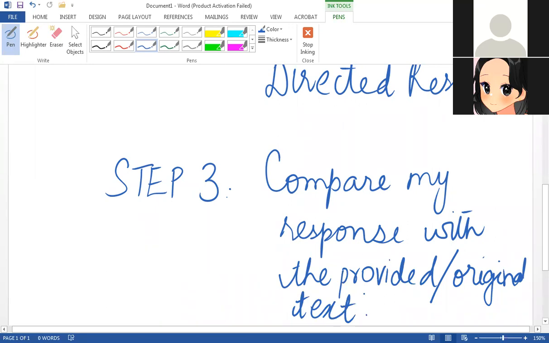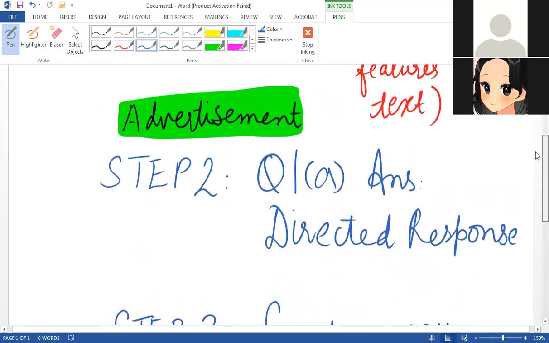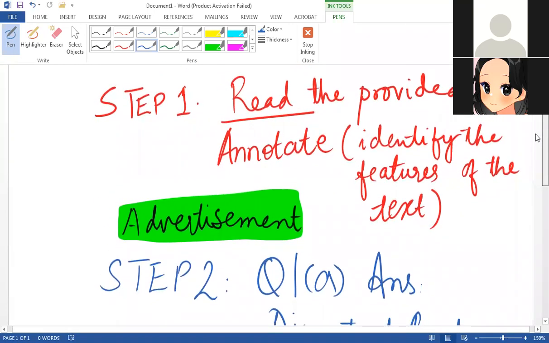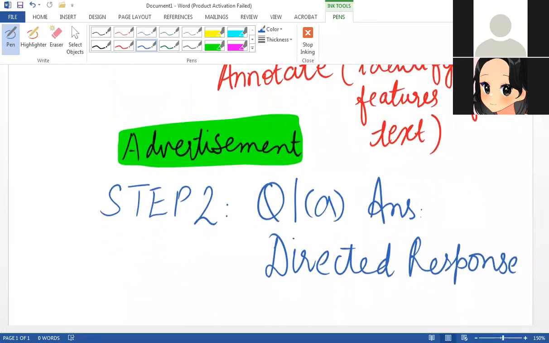Aisha, Motasam, Shiza, please tell me, are these 3 steps clear to you? This is called the structure. How do I need to approach a question? I have 3 steps to writing down my answer. My first step is read the provided text, annotate, identify the features of the text. Step 2, okay, I've got a question. Okay, thank you, Aisha.